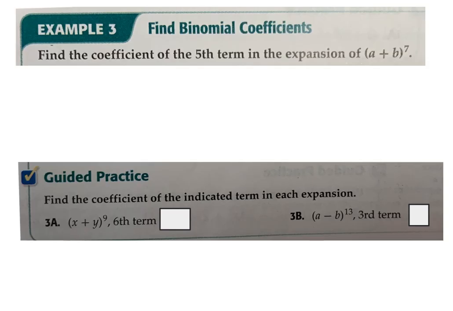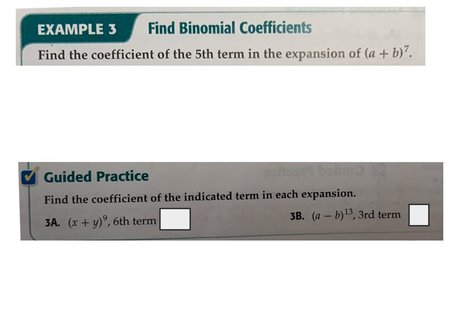The first thing they actually show us is finding just the coefficient of a specific term. So look at example 3. Find the coefficient of the 5th term in the expansion (a plus b) to the 7th, okay? When they want the 5th term, they actually subtract 1 from what you're doing. The reason they subtract 1 is you start with 0, right? So you have the combination of n things taken 0 at a time, and then 1, and then 2, and then 3, and then 4, right?